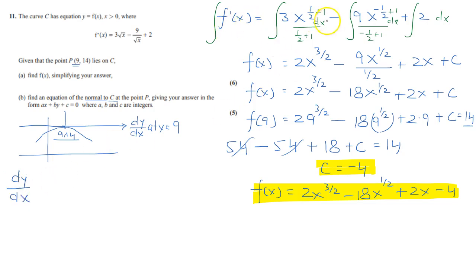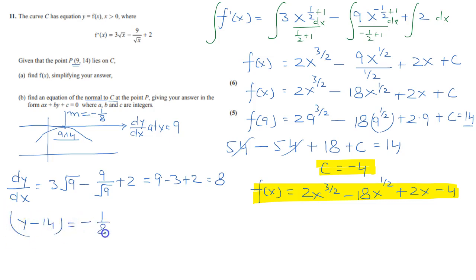So dy over dx at 9 is 3 root 9 minus 9 over root 9 plus 2. So that is equal to 3 times 3 is 9 minus 3 plus 2. 9, 11 minus 3, so that is 8. So the slope of the normal is -1/8. They are perpendicular. So the equation is y minus y1, which is 14, is equal to -1/8 times x minus x1, which is 9.